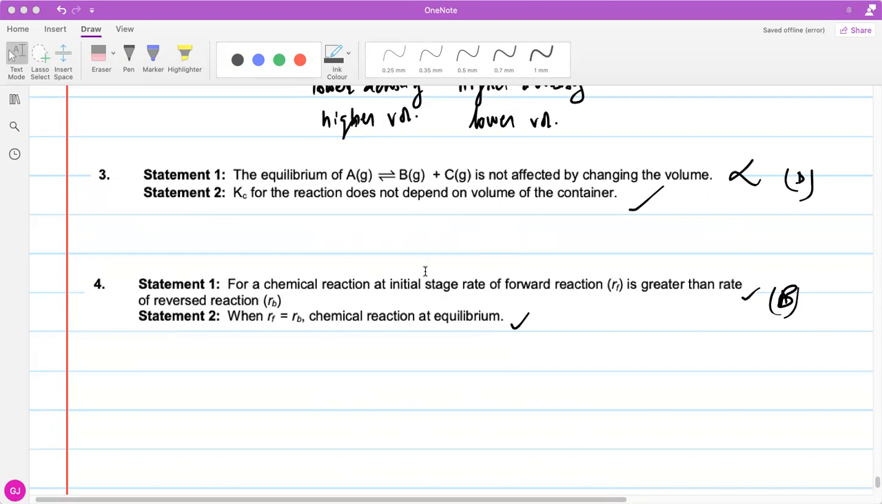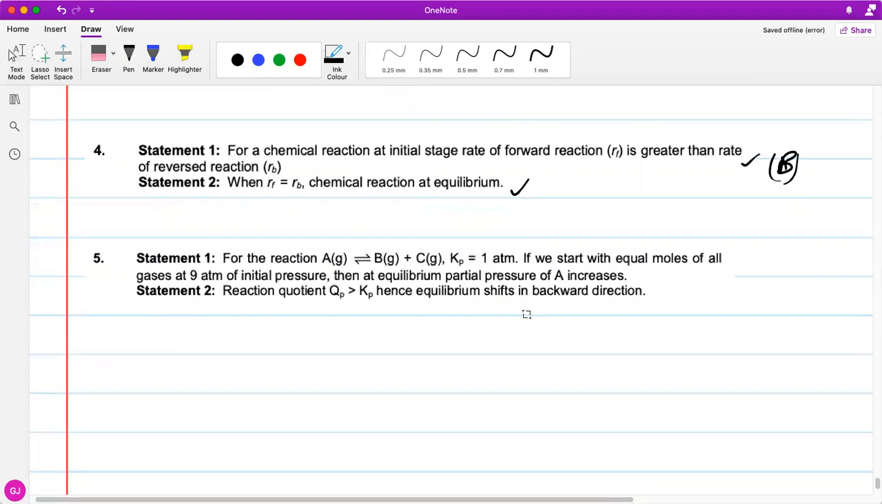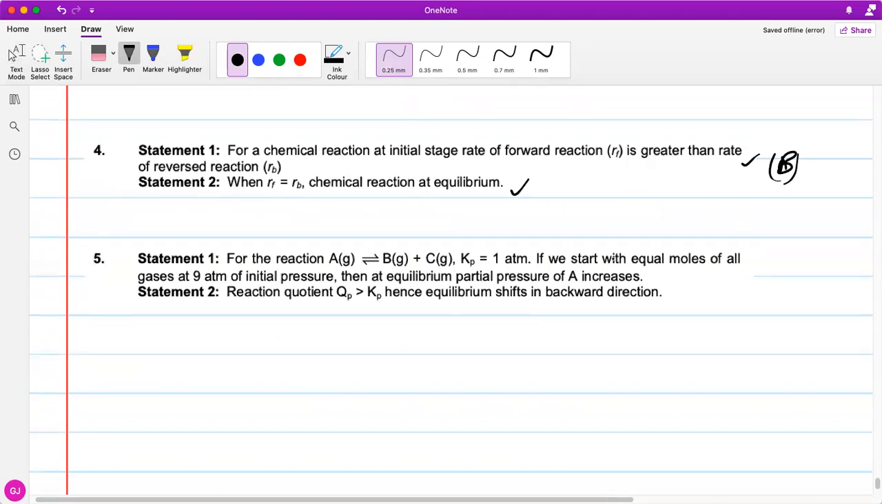Then the next statement. For the reaction A gas, B gas, C gas, Kp is equal to 1. If we start with equal moles of all gases at 9 atm of initial pressure, then at equilibrium partial pressure of A increases, right? So you will have to actually look at the Q and the K value, right?